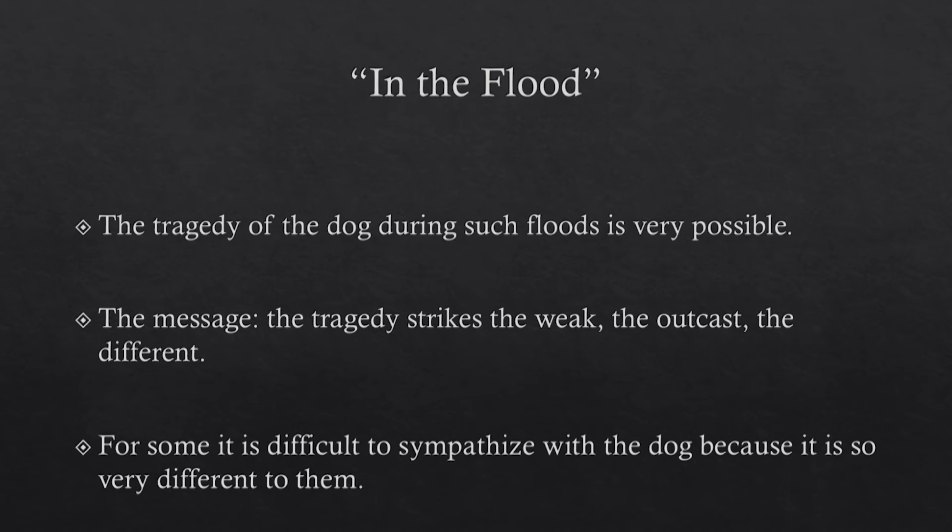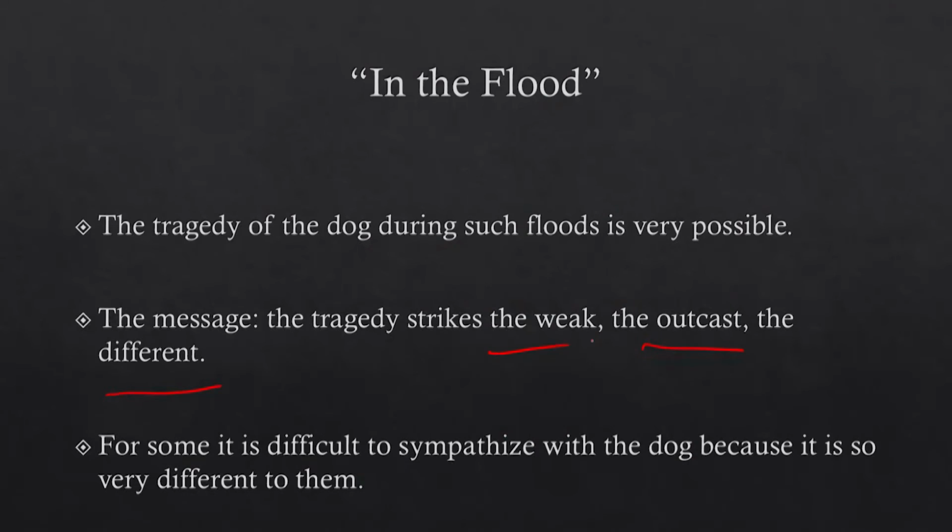So, what is the message then? The message clearly seems to be that tragedy strikes the weak, the outcast and the different. We need to remember that the dog is the other, someone who is non-human in a very, very literal manner. Of course, we should also realize that the writer is using the dog more as a symbol for the outcast, the weak and the different, rather than more specifically as a different species per se. So, this idea of the dog being the other is something that many could not sympathize with.